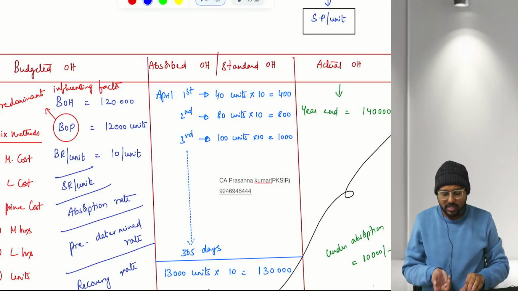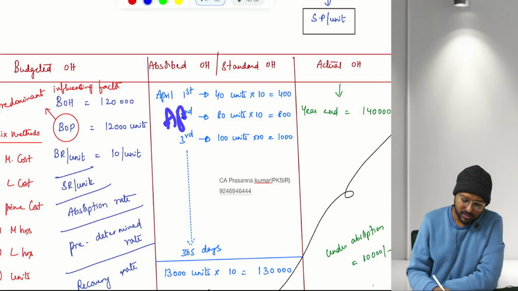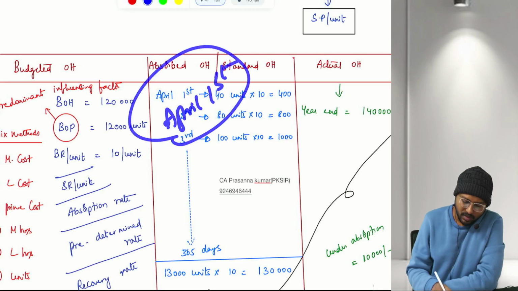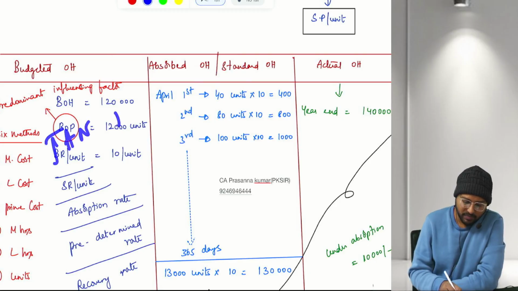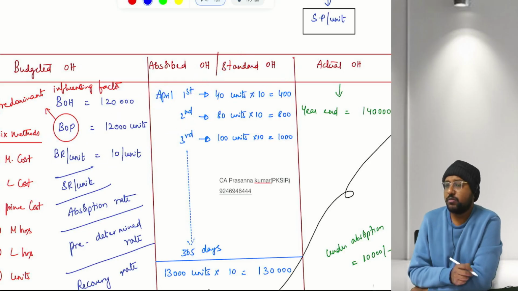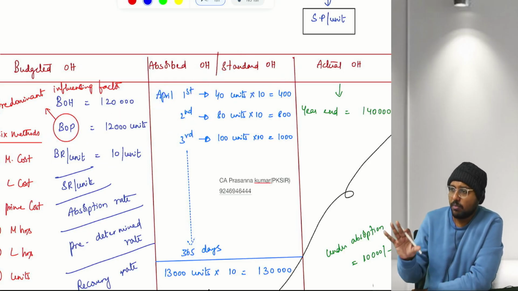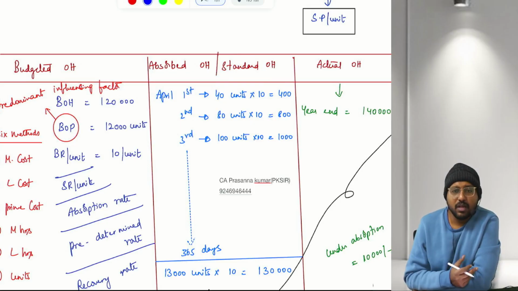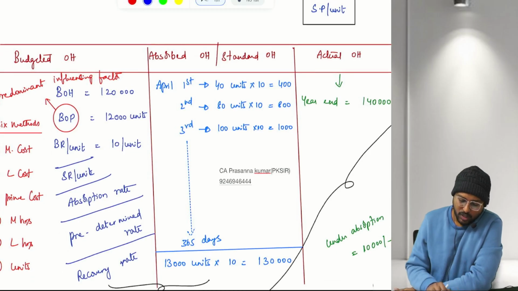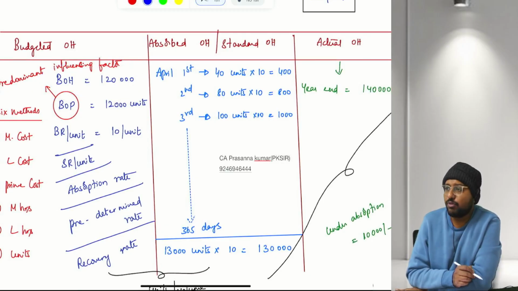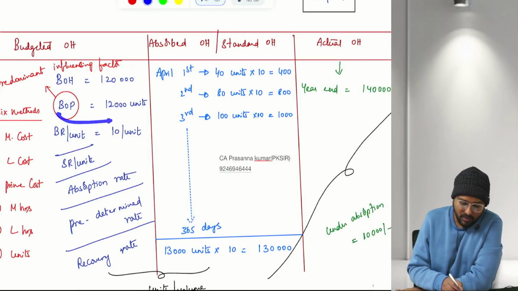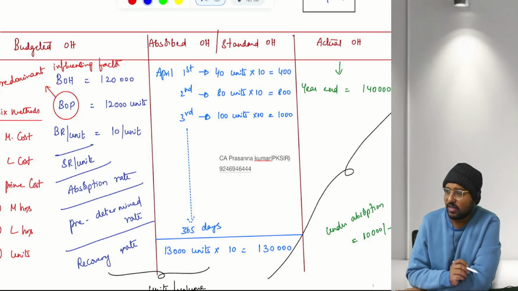Your actual year will start from April 1st. Correct? Now come before that April 1st, in the months of Jan, Feb, and March. What will you do before your financial year starts? You will do budget. Correct? So I'll budget my overheads before my financial year starts. I will also budget my output before my financial year starts.